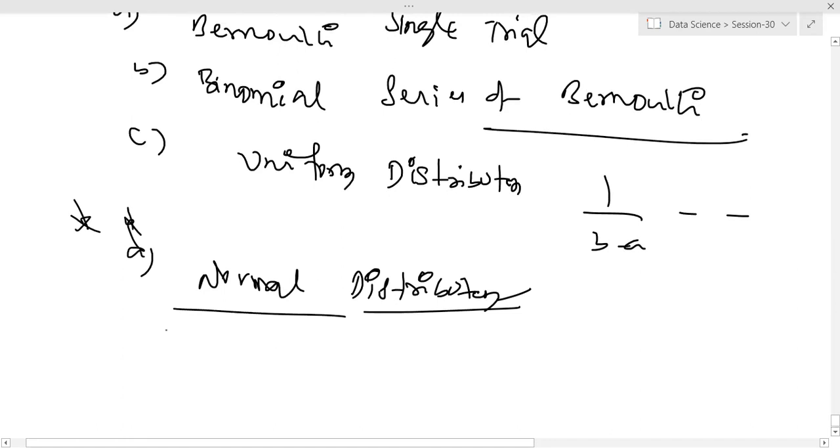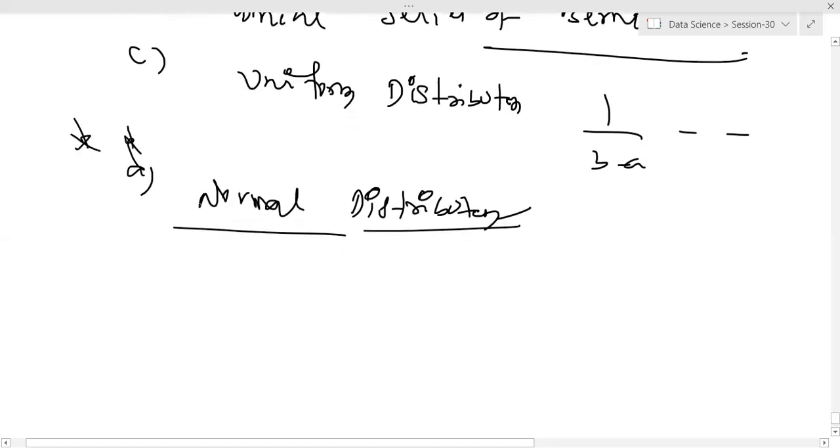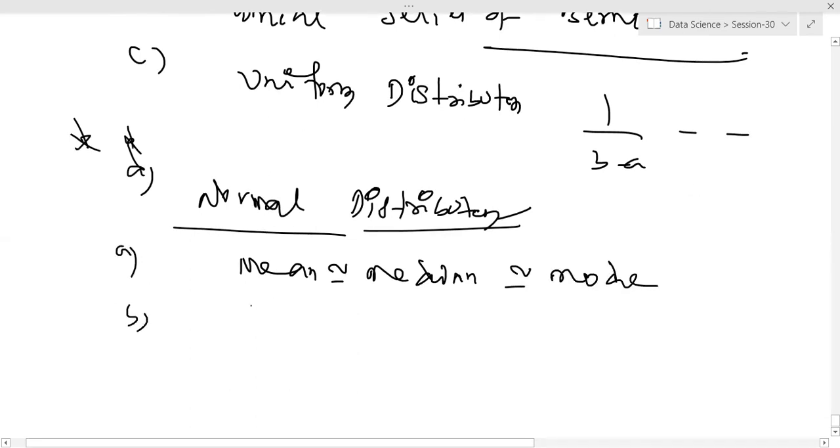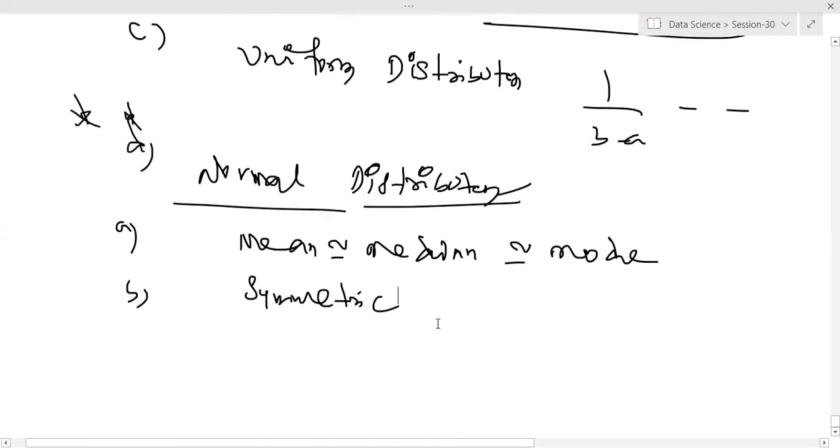If you see the normal distribution, friends, here mean, median, and mode should coincide. This is the first point, and it is symmetric. And most importantly, we have seen the empirical rule. What do you mean by the empirical rule?